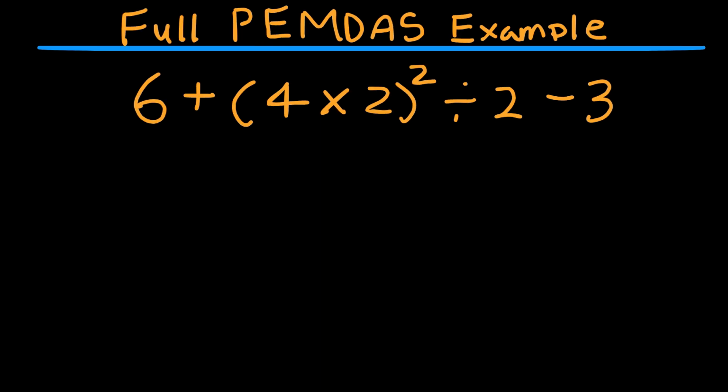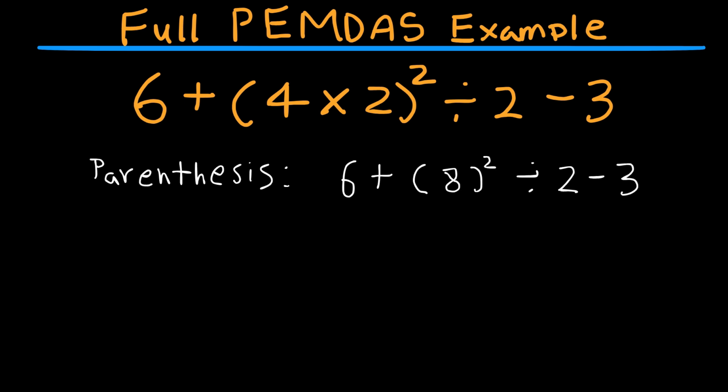Let's do a big one. 6 plus parentheses 4 times 2 close parentheses, exponent 2, divided by 2 minus 3. So what is the first step you should take here? The first step is parentheses. You first need to solve within the parentheses. 4 times 2 will give you 8, and you will have your new problem: 6 plus parentheses 8 exponent 2, divided by 2 minus 3.